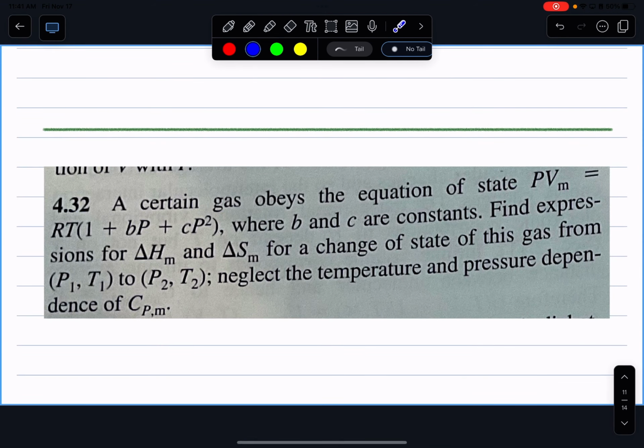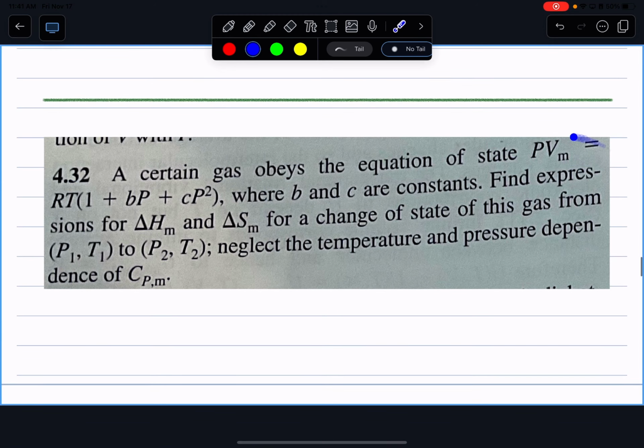Now, this is a very good example we went over in class together. It gives you an equation of state and tells you what those terms are here and asks you to solve for an expression for your delta H_m and delta S_m for a change of state for this gas. So this one is important because, first of all, this one is general, right? We don't have any numbers in there. You can easily imagine now, instead of having P1, T1, P2, T2, we give you some numbers so you can solve for an actual number.